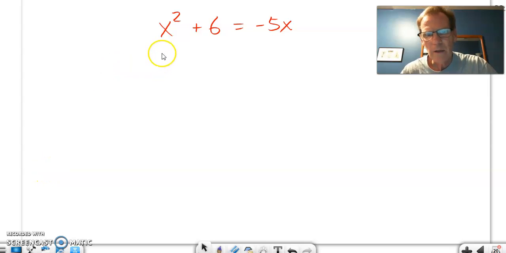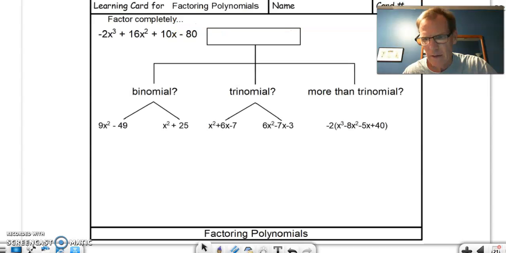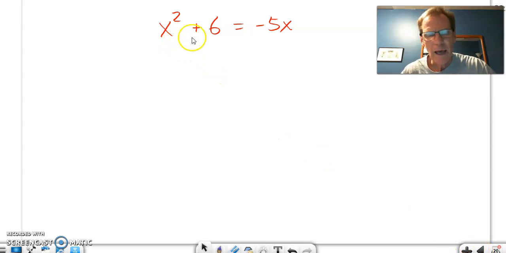Okay, I want to give you a little run through. We're going to learn about factoring, and you might be asking, why would I need to be able to factor things like these algebraic expressions? We're going to see them in equations, and that brings me to my point.